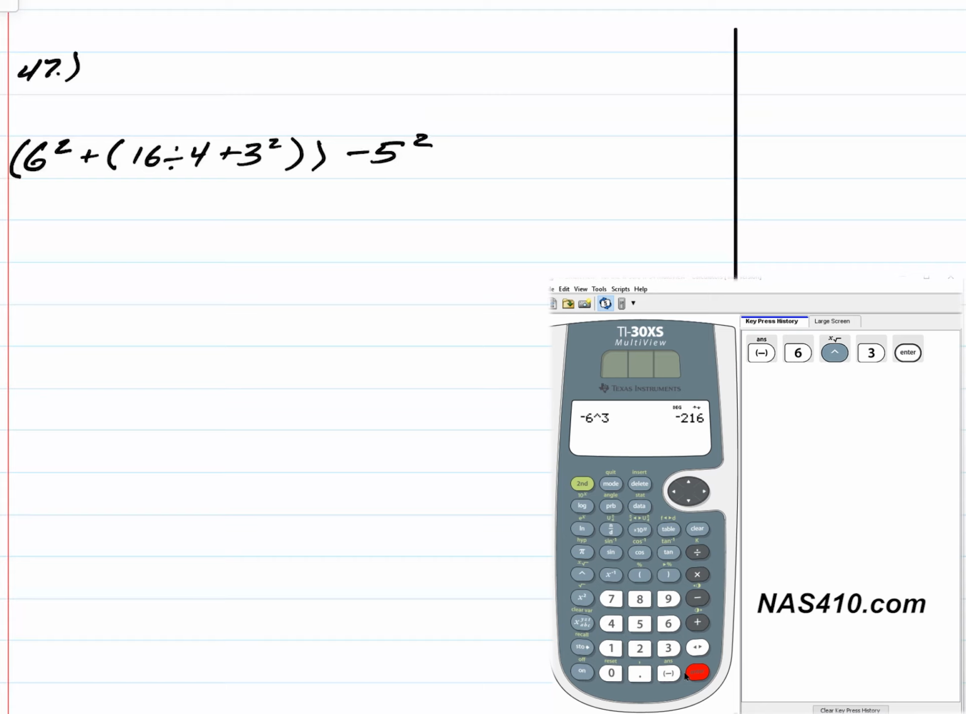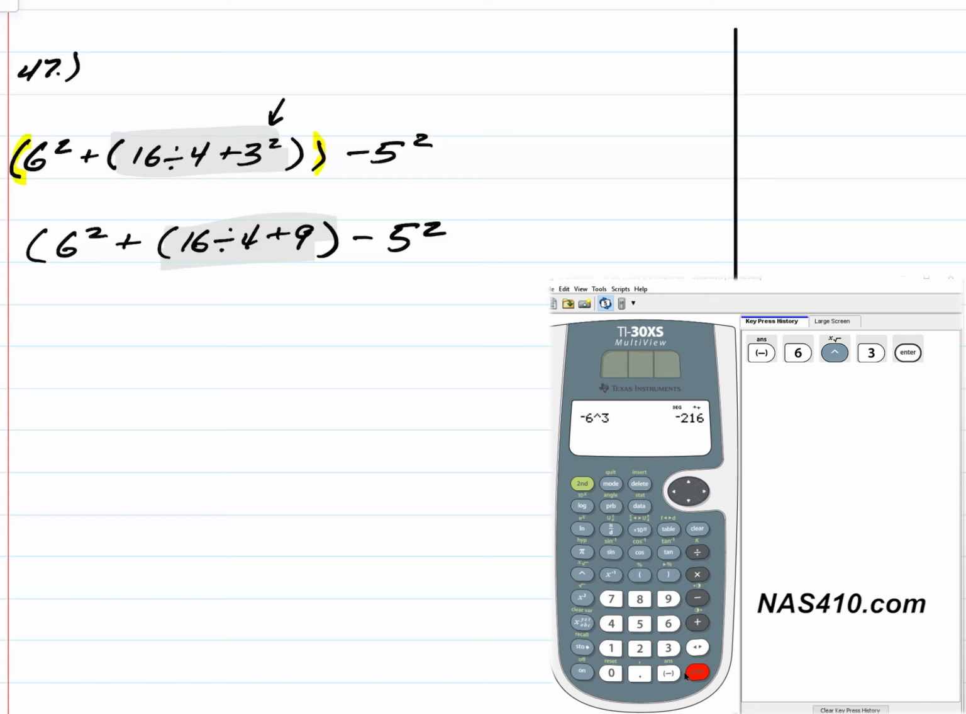Okay, number 47. I have these parentheses here, and within those parentheses nested, I have these ones here. And so I'm going to do that first, and within those parentheses, the order of operations applies, and the first thing I have, you can see, is an exponent. And so I'm going to knock that out. And so I have here, I'm going to drop all this down, I have 6 squared plus 16 divided by 4 plus 9 minus 5 squared. Okay, now within these parentheses here, the next operation being done is division, and I'm going to do that next, okay?